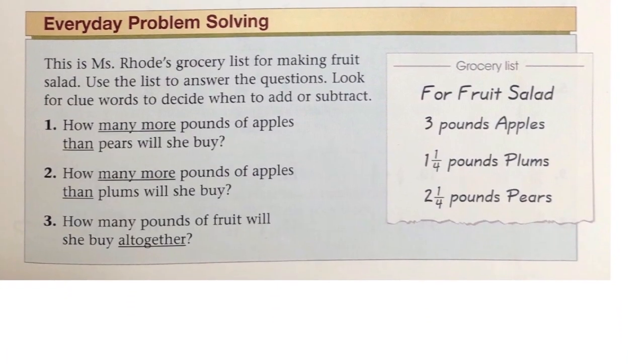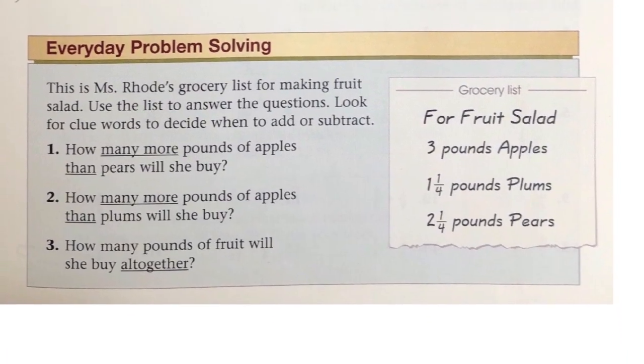We can take a look at the everyday problem solving. So this is Miss Rhodes' grocery list for making fruit salad. Use the list to answer the questions. Look for clue words to help you decide when to add or subtract. Number 1, how many more pounds of apples than pears will she buy? So how many more? We need to find what the difference is. So we should subtract. And we're looking at the difference of apples to pears.